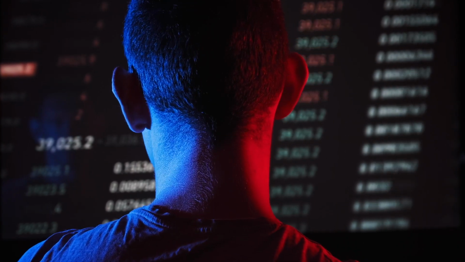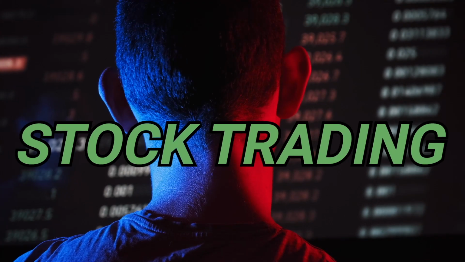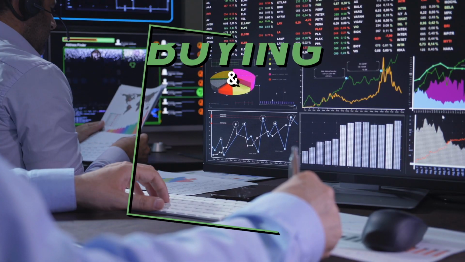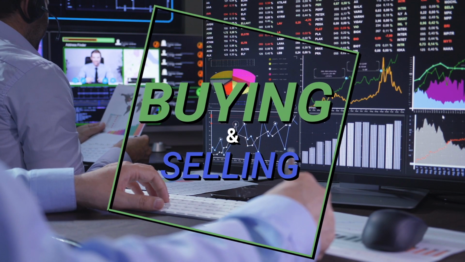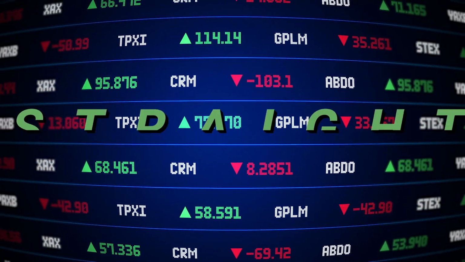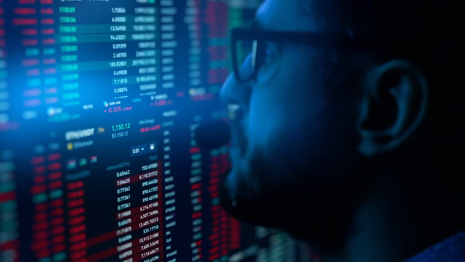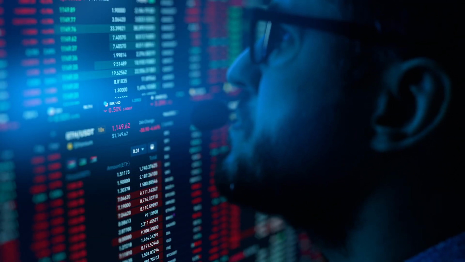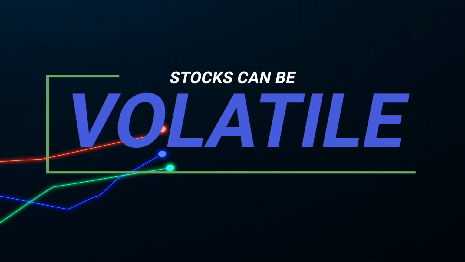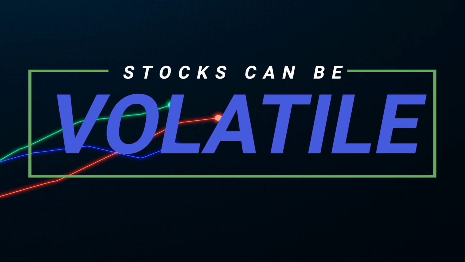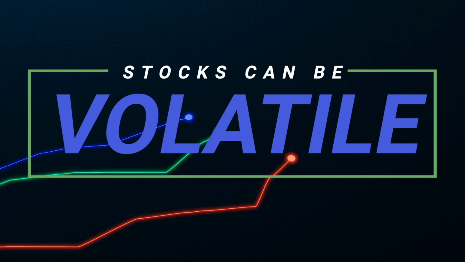The first asset class is stock trading. This involves buying and selling shares of individual companies listed on a stock exchange. Stock trading can be a great option for beginners because it is relatively straightforward, and there exists a lot of easily accessible information about individual companies. However, it is important to understand that the stock market can be volatile, and you could lose money if the value of the stock you own declines.